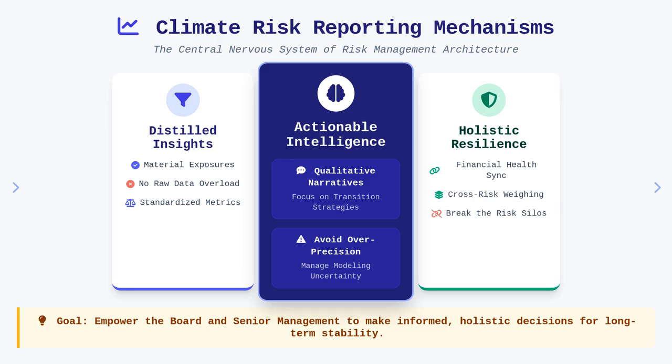These reports should reconcile climate-related vulnerabilities with the overall financial health of the firm, allowing directors to weigh climate risk against other traditional risks like liquidity or operational failure. Without this robust internal reporting mechanism, climate risks remain siloed, preventing the holistic decision-making necessary for the firm to remain resilient in a changing global economy.